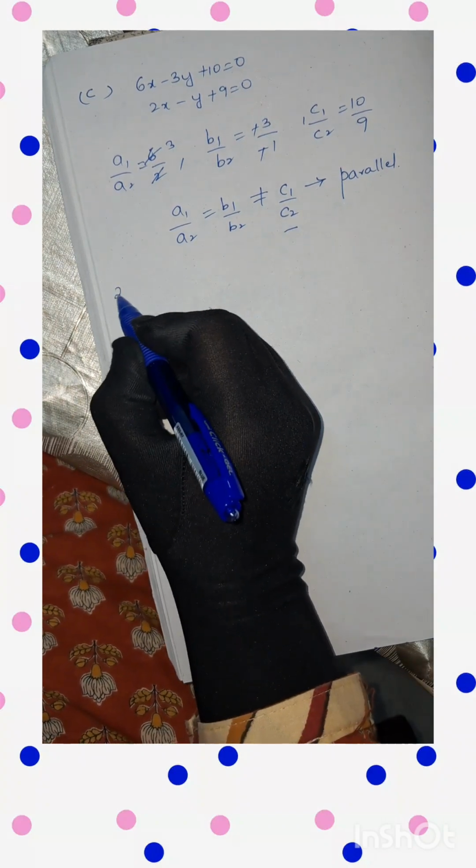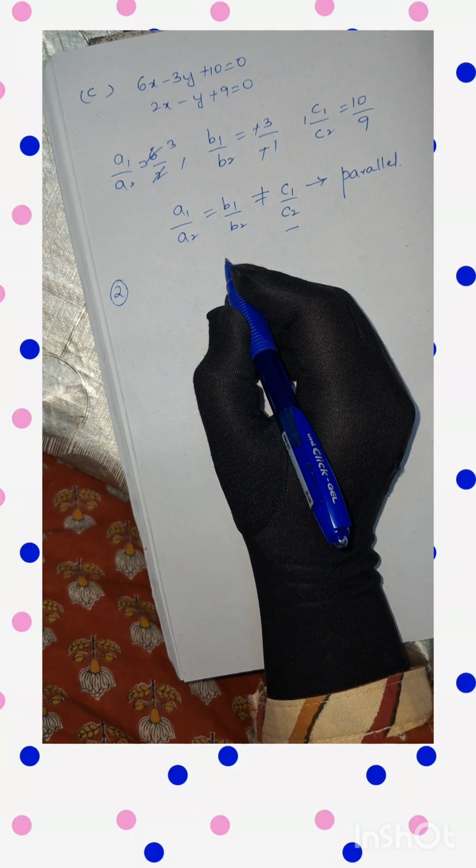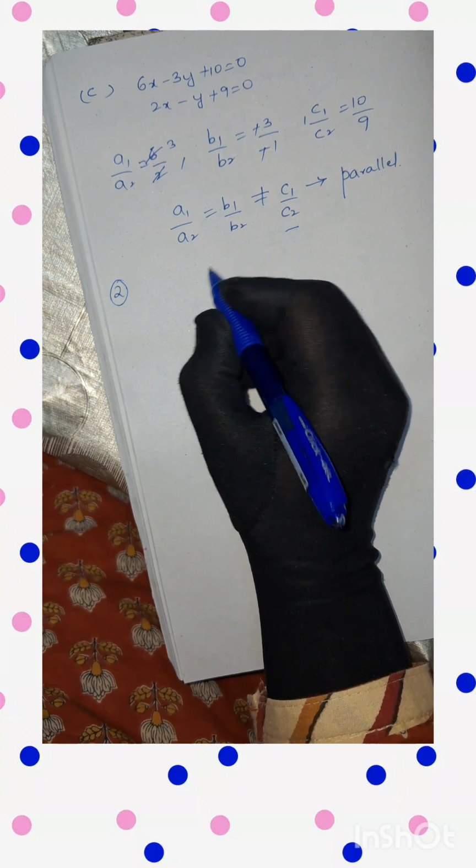Okay, let us move to question number 2. Check whether the following equations are consistent or inconsistent. Solve them graphically, so you have to draw a graph here. 3x plus 2y is equal to 5, one equation.